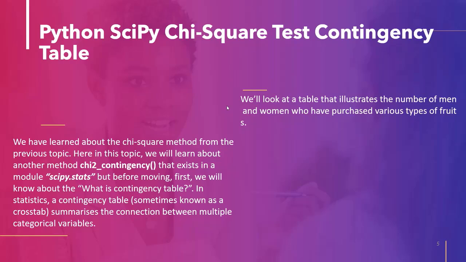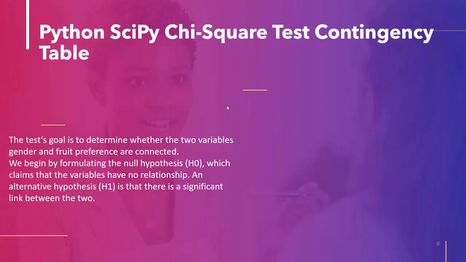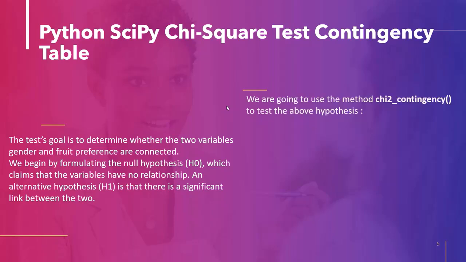Let's take an example where we will look at a table that illustrates the number of men and women who have purchased various types of fruits. The purpose of the test is to see if the two variables, gender and fruit preferences, are connected. We start by formulating the null hypothesis, which states that there is no link between the variables. The alternate hypothesis says there is a considerable relationship between the two. We will utilize the method chi2_contingency to test the preceding hypothesis.